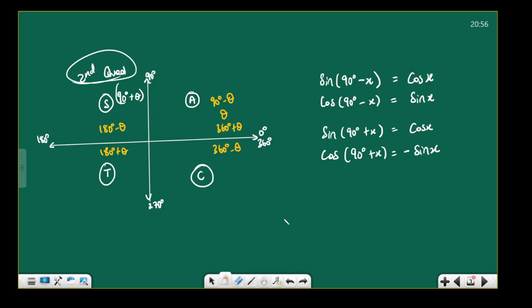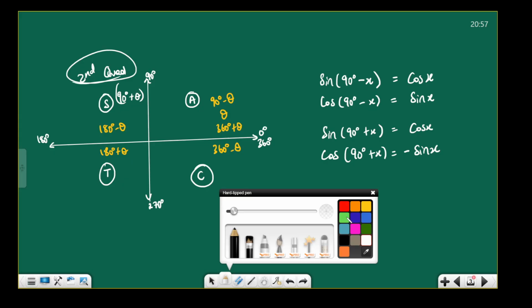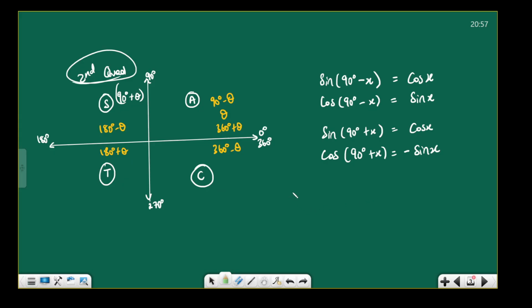So please understand that. And if it happens that the examiner does not wake up on the right side of the bed, you can be given something like sine of x minus 90 degrees. Look carefully first before you make an answer. Remember, we usually work with either 90 plus theta or 90 minus theta. But if the negative is on the 90, it means I'm dealing with a negative angle.